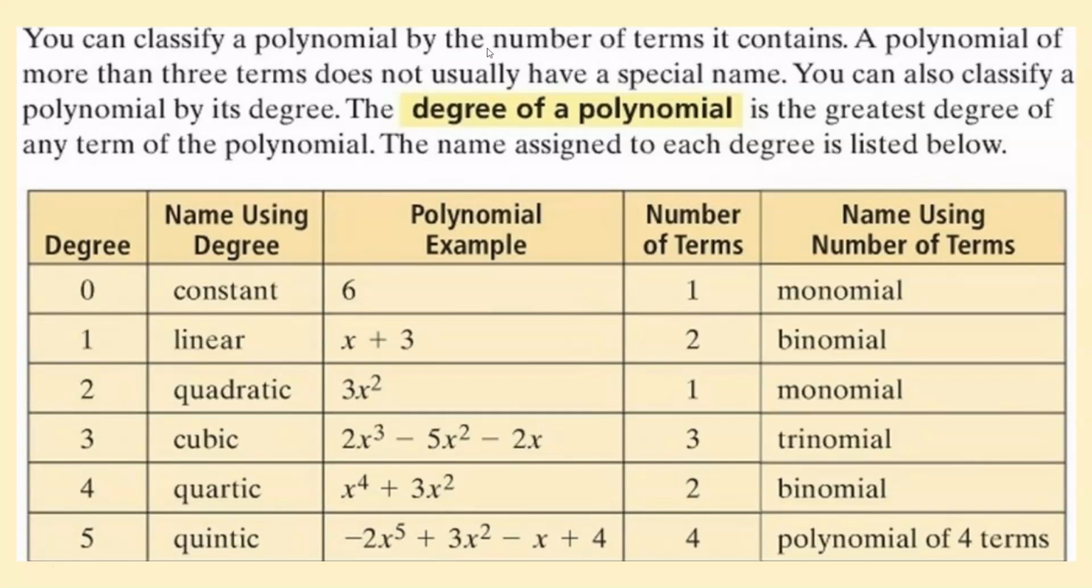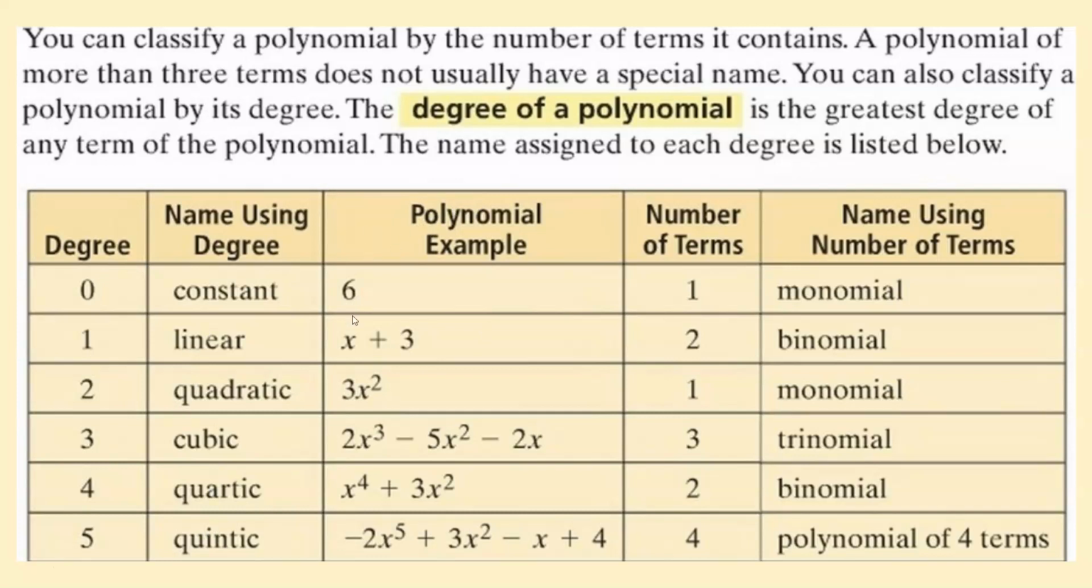So you can classify a polynomial by the number of terms it contains. A polynomial of more than 3 terms does not usually have a special name. You can also classify a polynomial by its degree. The degree of a polynomial is the greatest degree of any term of the polynomial. The name assigned to each degree is listed below. So basically they're saying we don't go above trinomial. After that we just call it a polynomial. It's a little more generic. But we can also classify these polynomials by the degree. So let's look through these examples.